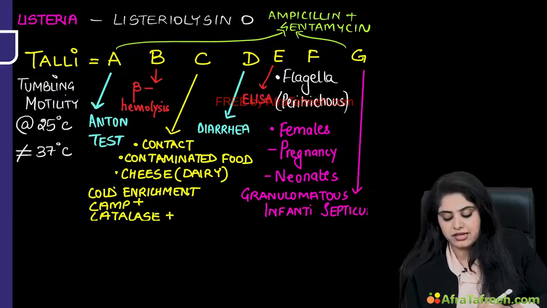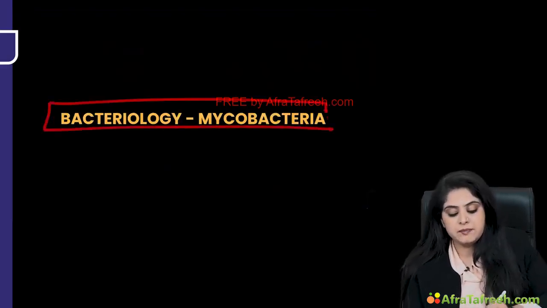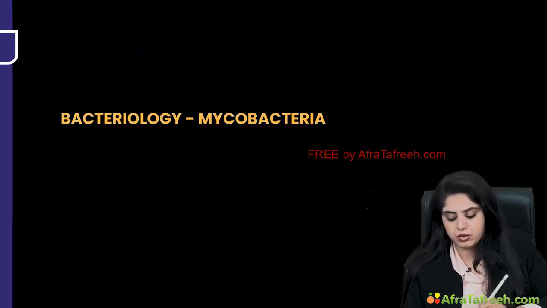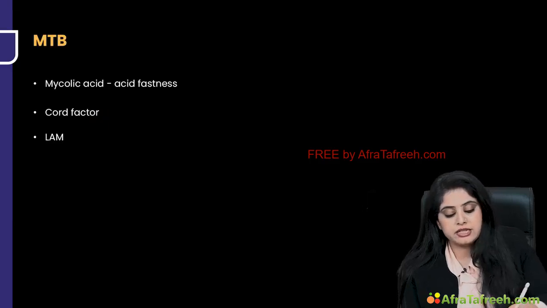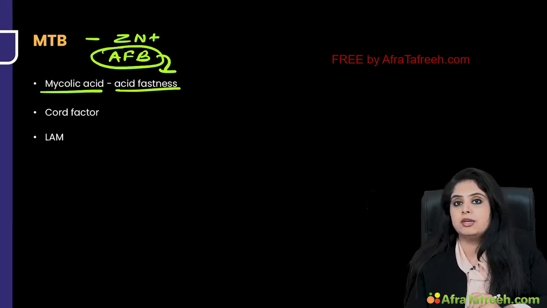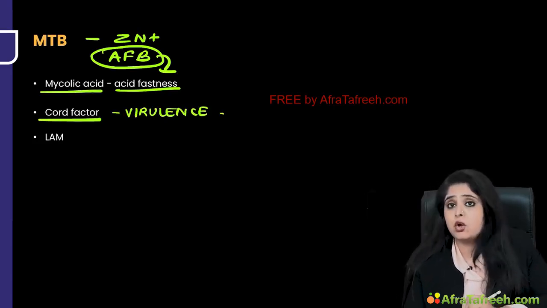The last organism that we have in this entire McDonald's mnemonic is going to be the Mycobacteria. So let's start off and finish off gram-positive organisms. What do I have in Mycobacterium TB? We all know that if someone asks you, it is ZN stain positive, meaning it is an acid-fast bacillus. The reason for the acid fastness is going to be a lipid called mycolic acid. Whereas if they ask you the reason for the virulence, that reason is going to be the cord factor.